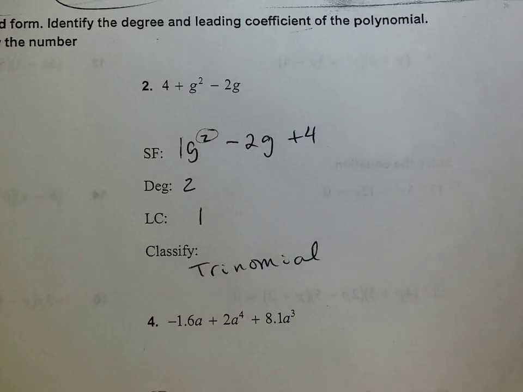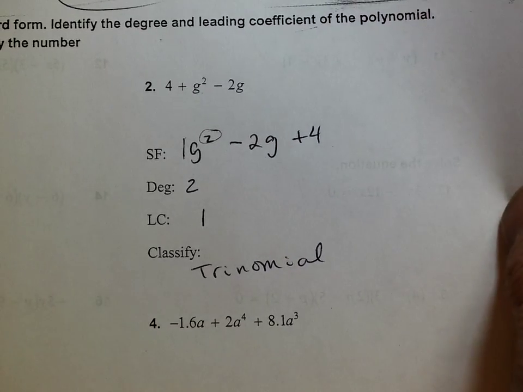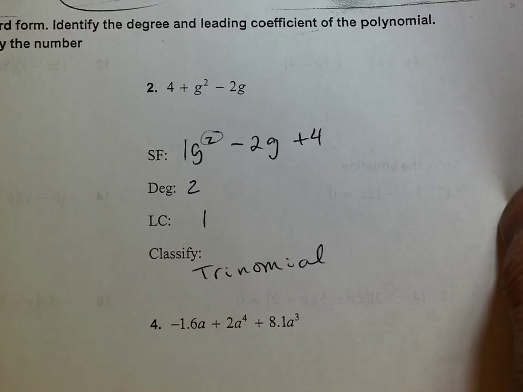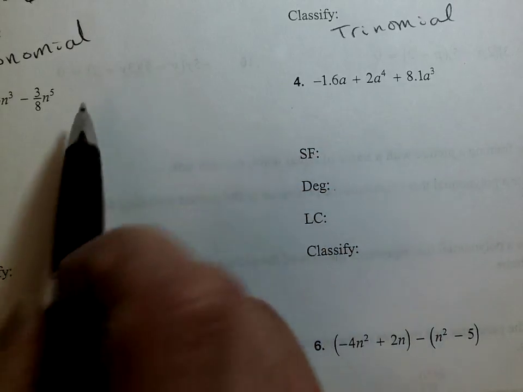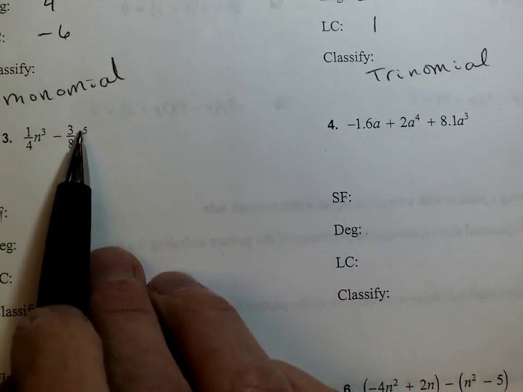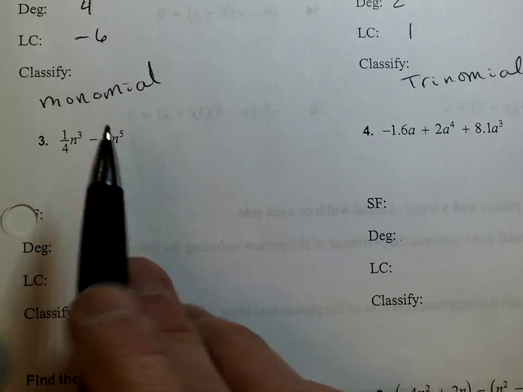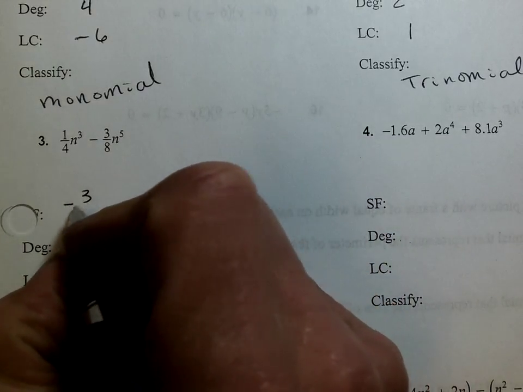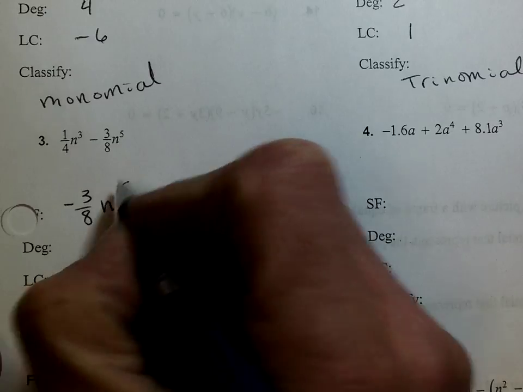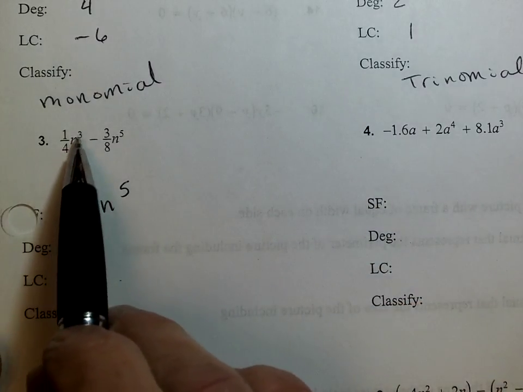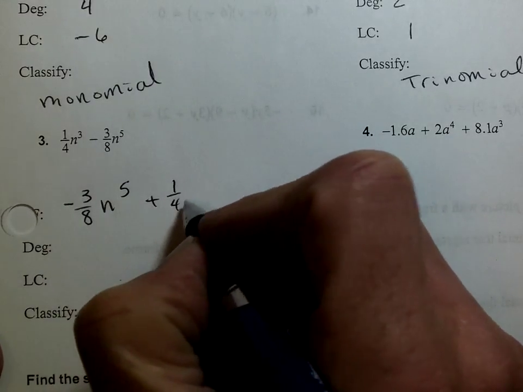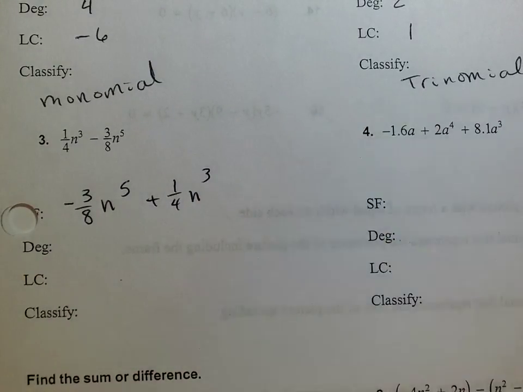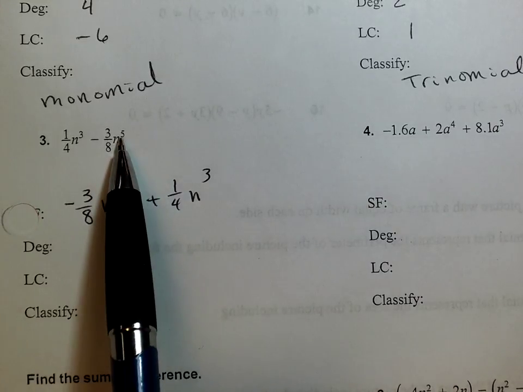Okay, slide over to number 3. How am I doing? Number 3. Okay, I'll wait for you to get it. Everybody have this written down? Okay, number 3. In number 3, that's my biggest term, so I write that first: -3/8 n to the 5th. And then this is the next biggest because we go by the exponents. Then we're going to go plus 1/4 n to the 3rd. So we write it in order from the biggest exponent.